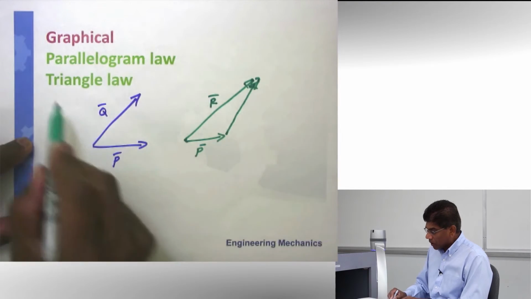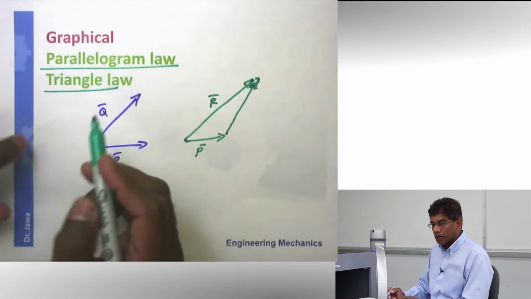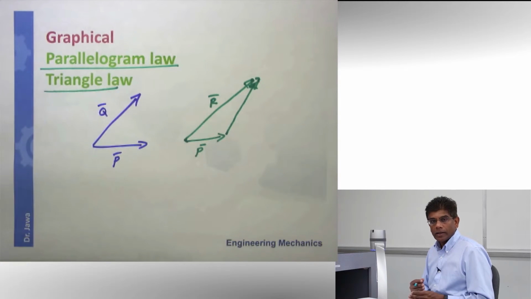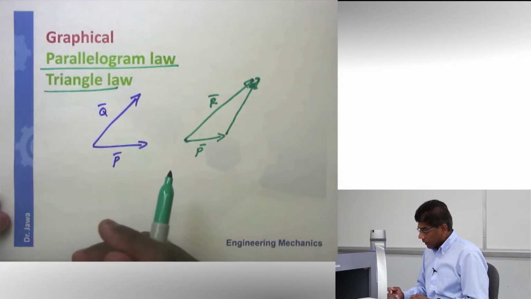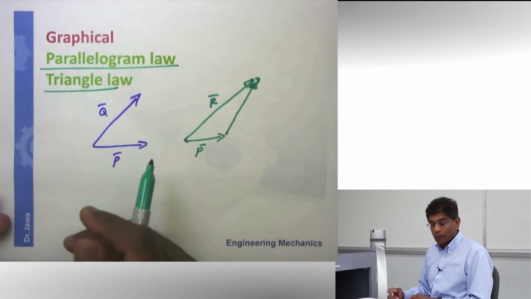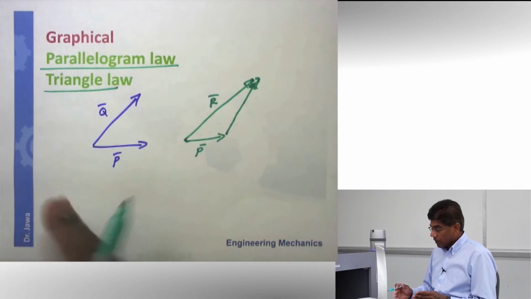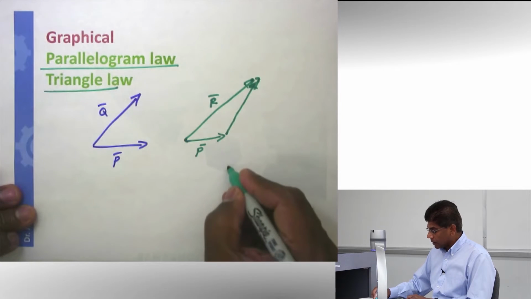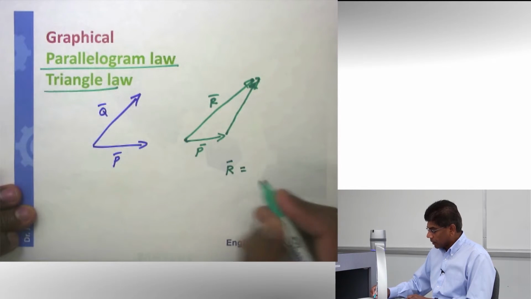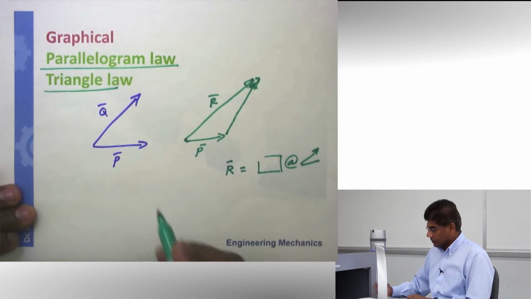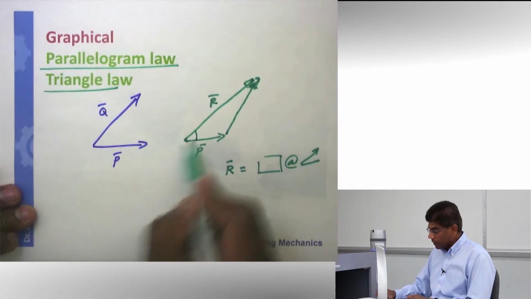So effectively, parallelogram law or triangle law, both are the same, but people use different terms. I want to make sure you understand they are effectively the same. You can use any word that you are comfortable with. So this is a graphical approach. Once you have found the resultant, you are going to express the answer using the magnitude and the direction. Please do not forget that. So you can measure these angles.